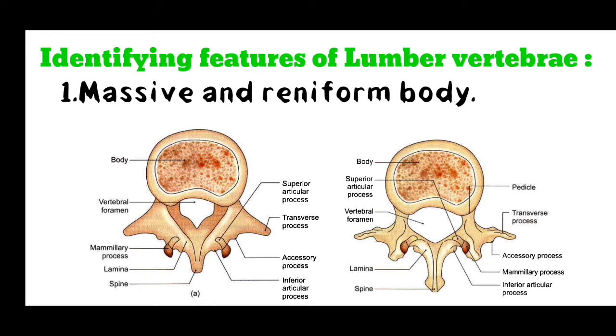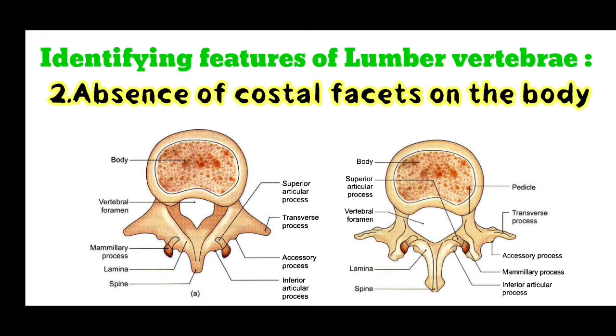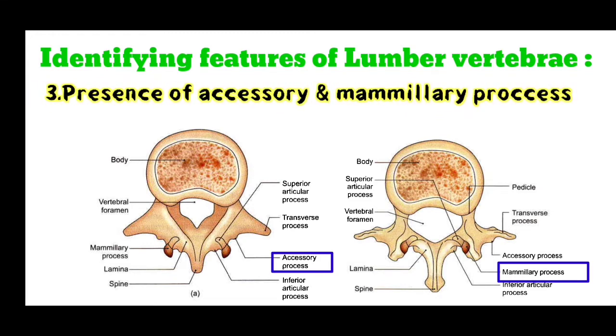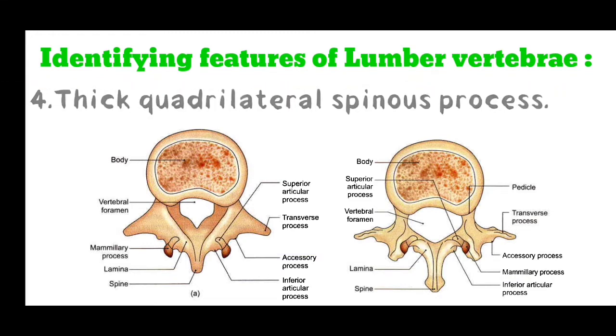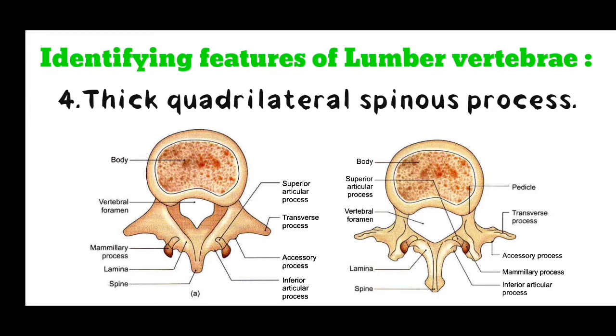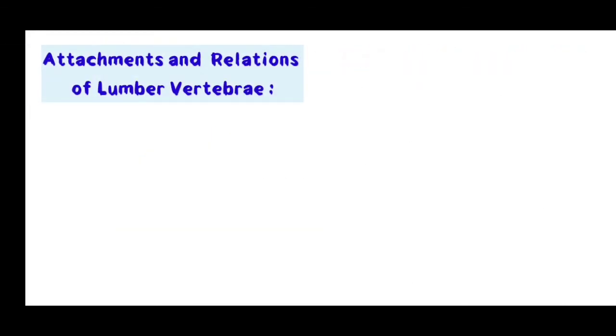Identifying features of lumbar vertebrae: massive and reniform body. Absence of costal facets on the body. Presence of accessory and mammillary processes. Thick quadrilateral spinous process. Attachments and relations of lumbar vertebrae.